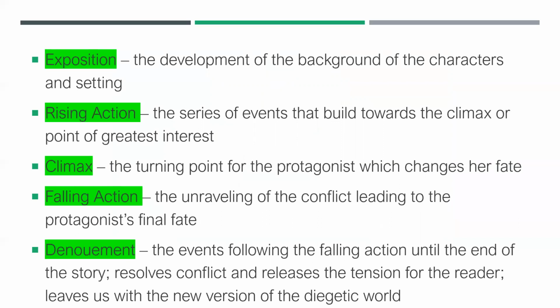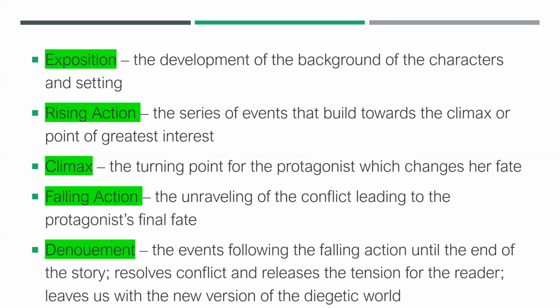This is where we get the development of the background of the characters and setting. So exposition is just sort of placing us in the world, introducing us to the main characters, introducing us to the setting where things are going to happen. It's really just table setting. Rising action is when events start to occur that start to build towards the climax.